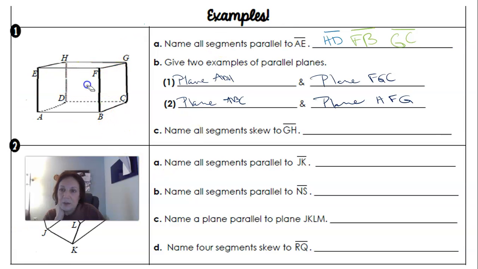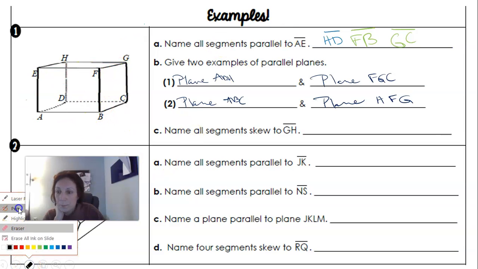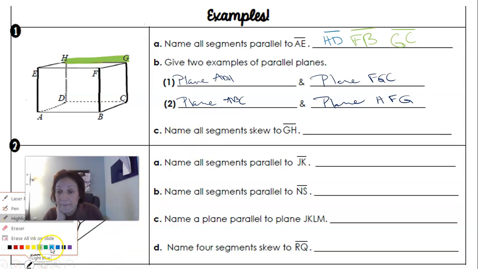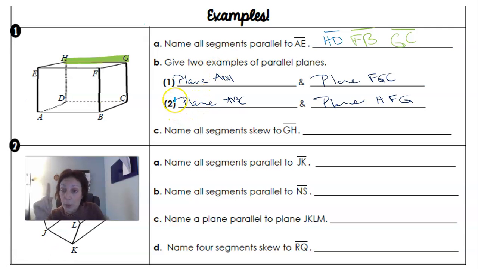Okay, now they want to know segments that are skew to GH. All right, first things first. Let's find GH. Okay, GH is this line along the ceiling, right? Okay, so if we want skew, remember, non-coplanar. So if I'm at GH, nothing on that back wall is going to work. And in fact, nothing on the ceiling is going to work either because it's coplanar. Right? HG is part of the ceiling.